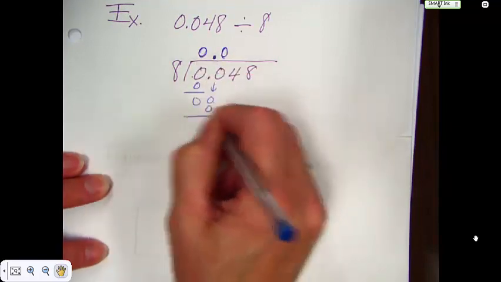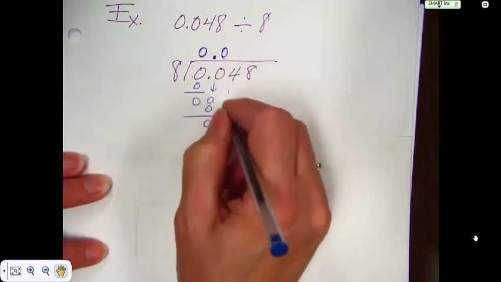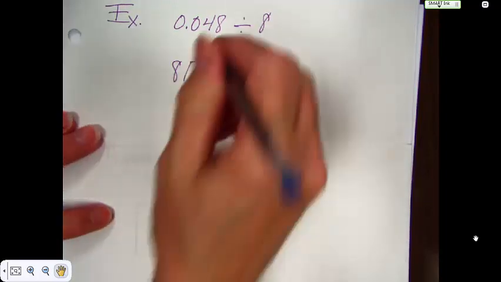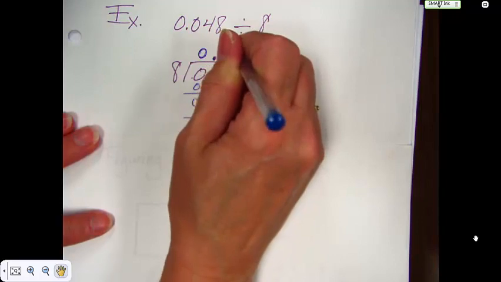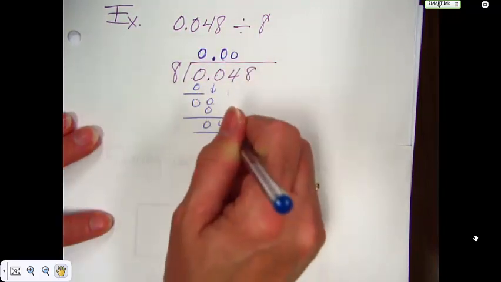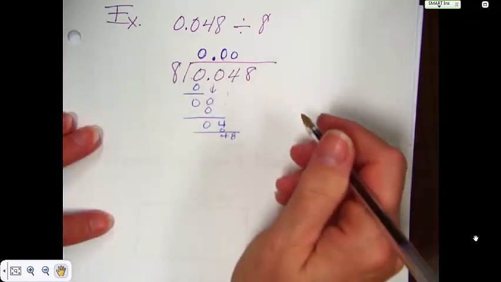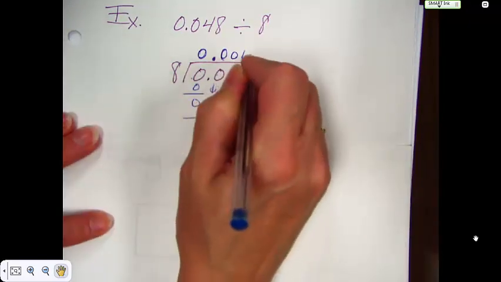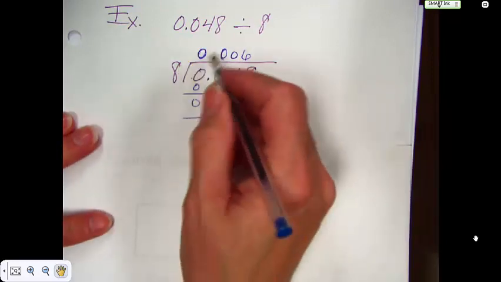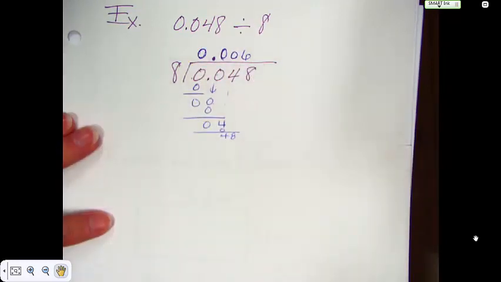So there's your 0. Now bring down your 4. Does 8 go into 4? No. So now you have a 0 there, and finally you bring down the 8. Does 8 go into 48? Yes, it does. 6 times. So finally you get your answer. Be careful of these kinds of problems because they're going to get you every time.